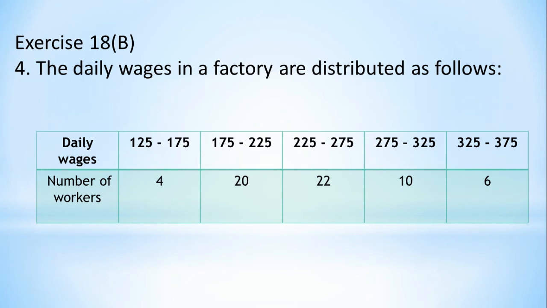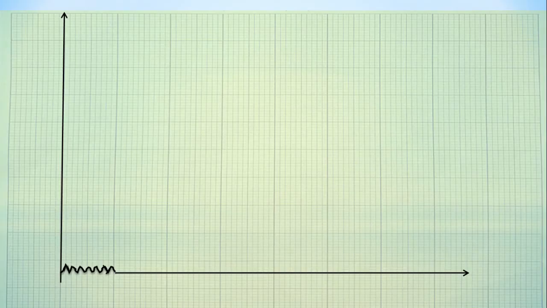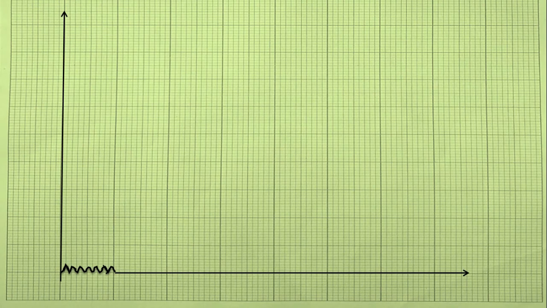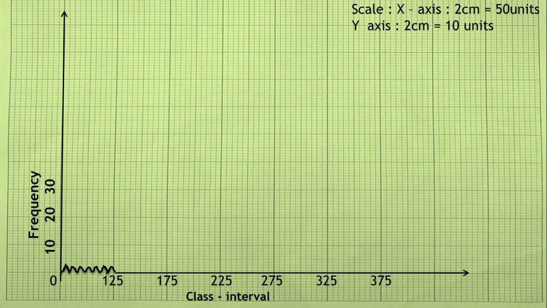Question number 4. The daily wages in a factory is given and it is continuous. For this also we need to construct a frequency polygon. Let us draw the histogram first. In a similar manner, consider the x-axis and y-axis.